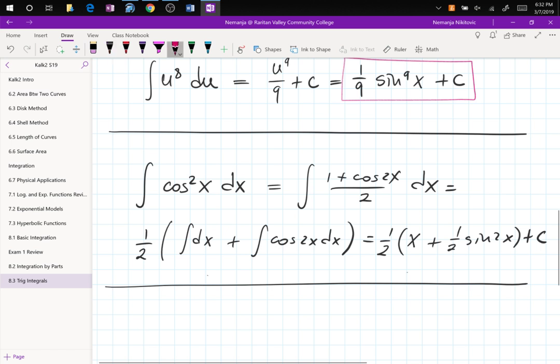So this one and the sine one are a must, because they will be parts of a bigger problem. It's coming up, so you'll see it.